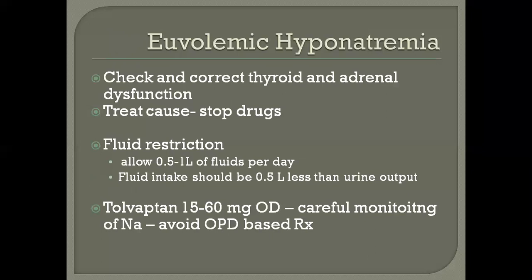Euvolemic hyponatremia is the other common presentation that we will have. When you are faced with euvolemic hyponatremia, step 1 is to check and correct thyroid and adrenal dysfunction. If these are present, then simply correcting them may be enough to make the sodium levels come back to normal. Then you have to look at the cause and treat it if possible. For example, drugs are a common cause of SIADH, so if you can withdraw the drug, there may be a rapid recovery in the serum sodium levels.